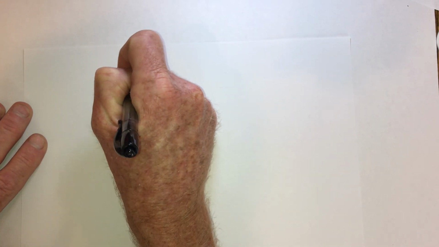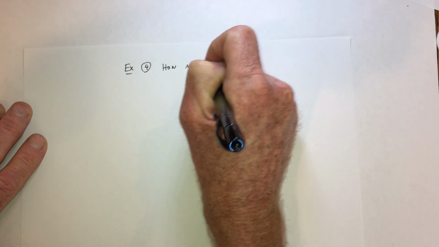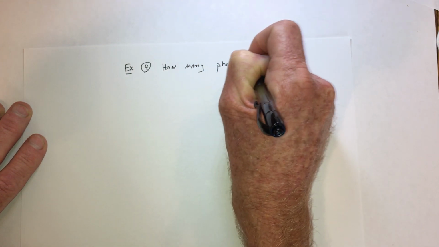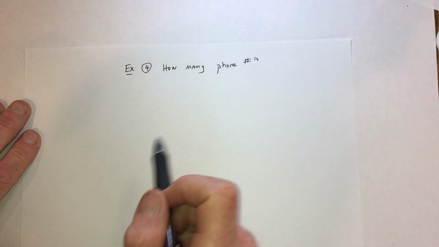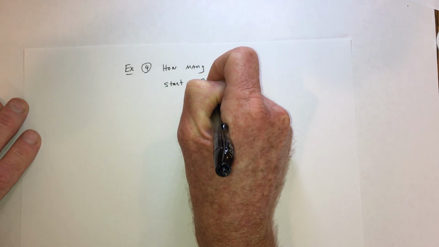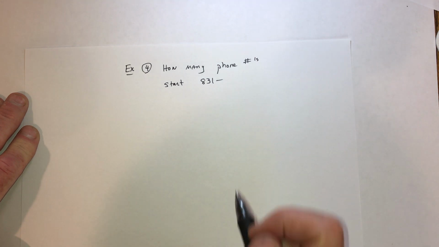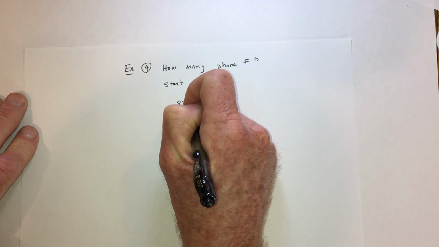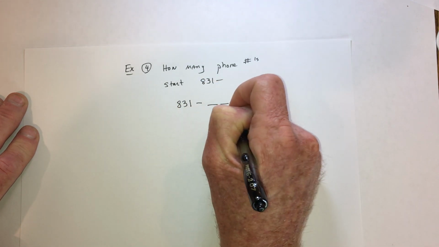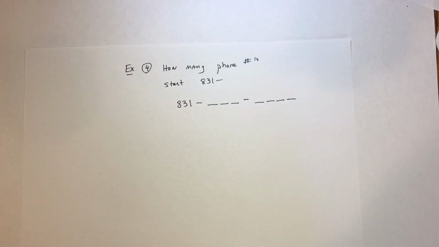On to a similar but slightly different problem. Example number 4. How many phone numbers start with the 831 area code? With a phone number, it would be like 831 dash, and then there's 3 numbers, dash, and then there's 4 numbers. I'm sure there's some good reason for that, but I don't know it.